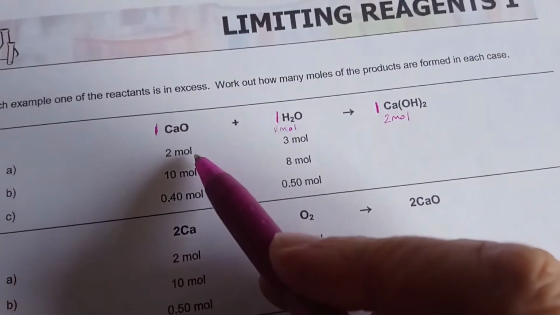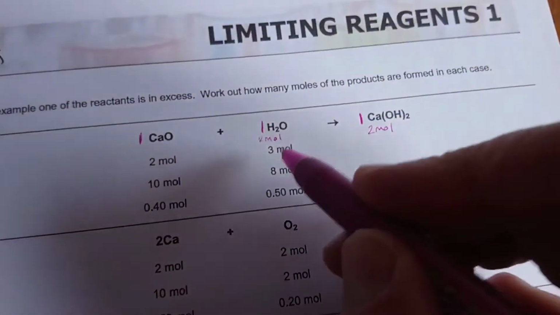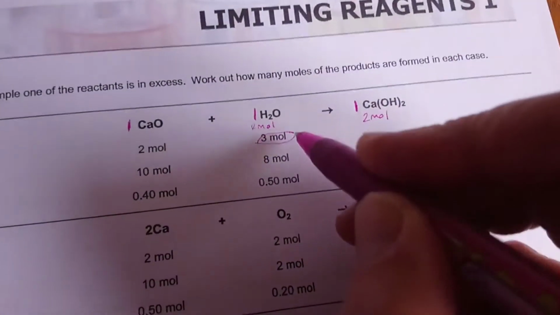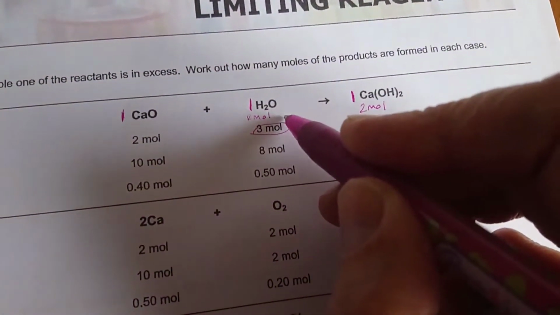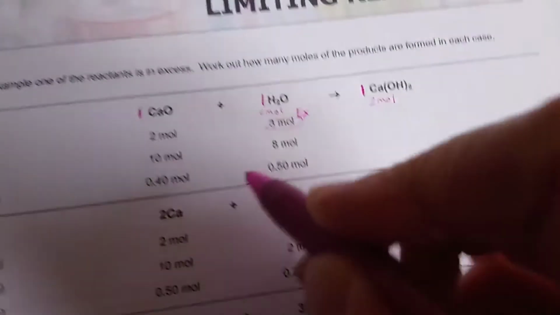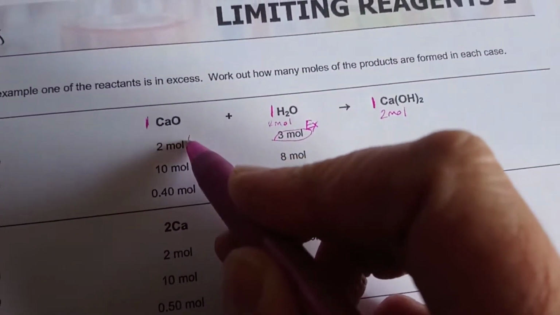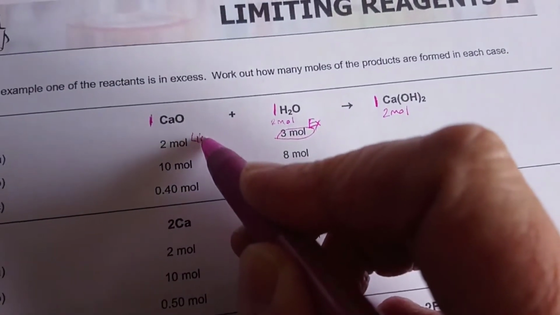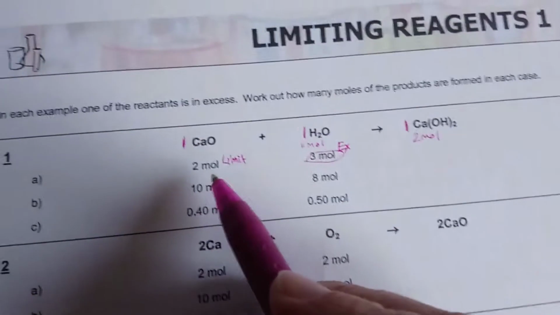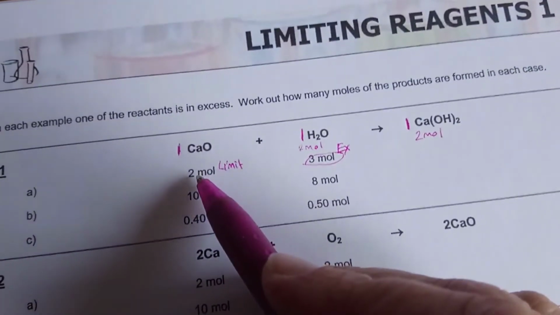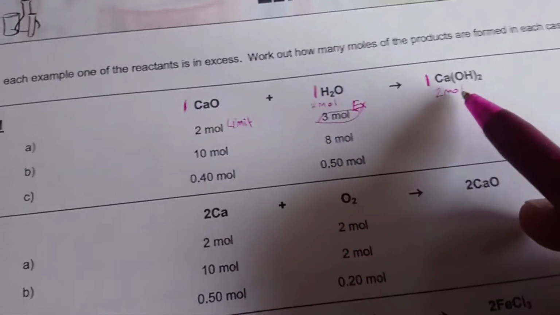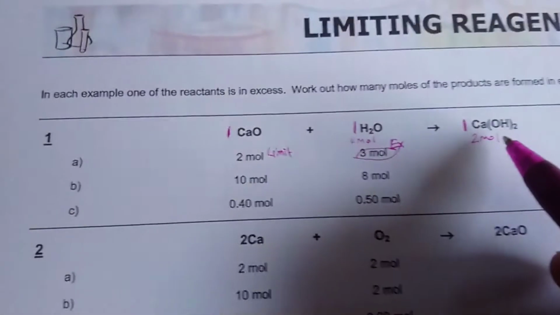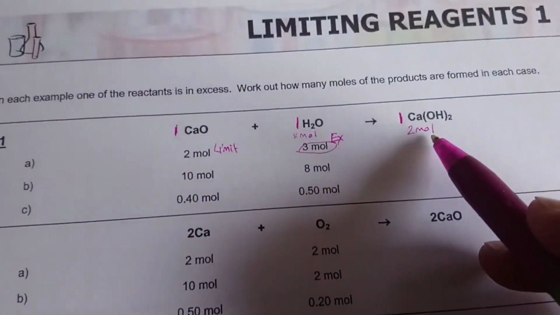So which one is limiting and which one is in excess? Well, this one is in excess, so I would probably write excess, and this one is limiting, so I'm going to put limiting. Okay, so then I'll know that 2 moles would react with 2 moles and it would form 2 moles. Okay, so the answer for 1A is 2 moles.